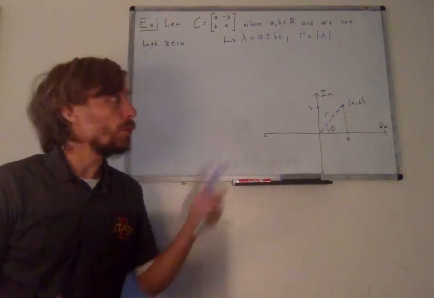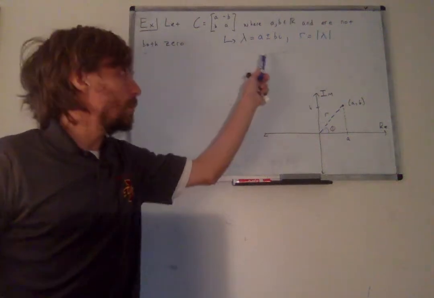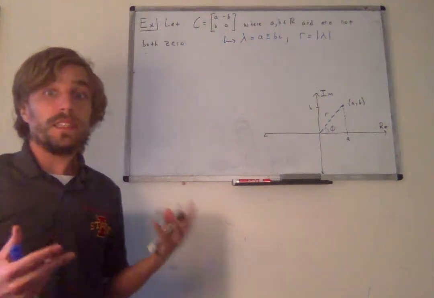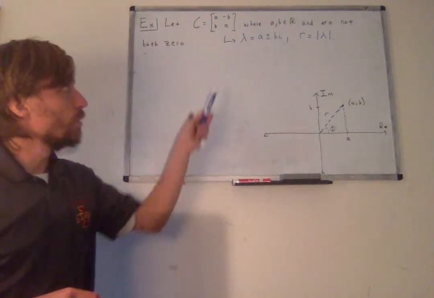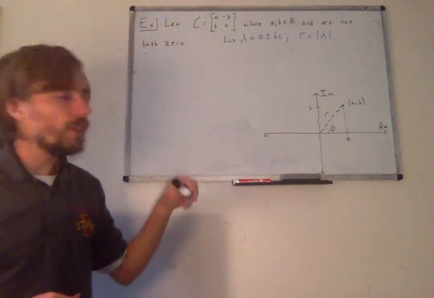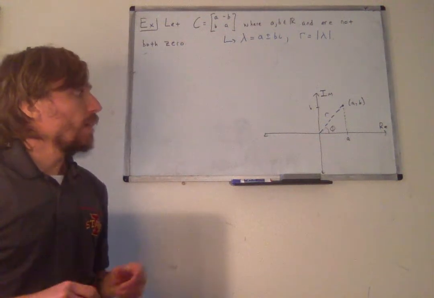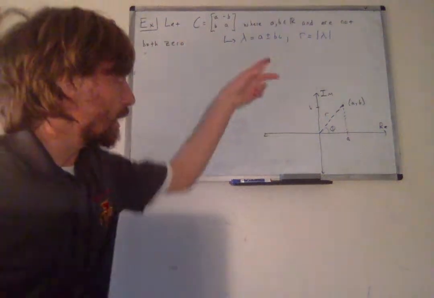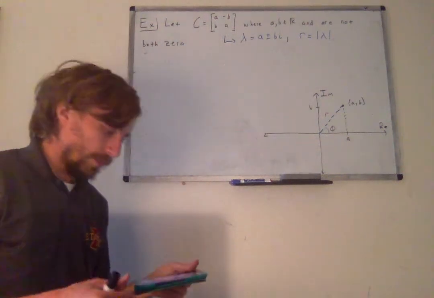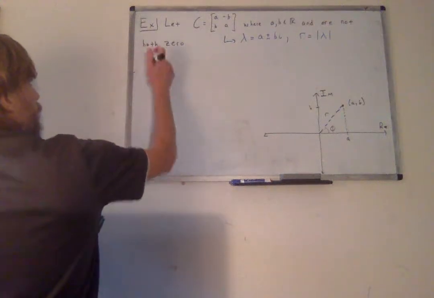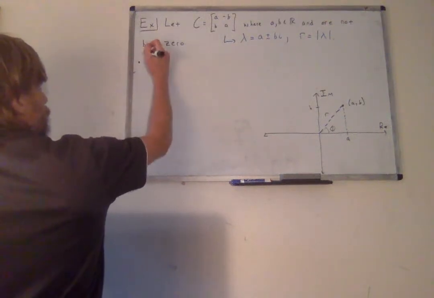because it's just the square root of a squared plus b squared, we're going to get the same modulus for each of the two eigenvalues. So we can just look at a plus bi when calculating the modulus. So let's see what C does to the point 1, 0.